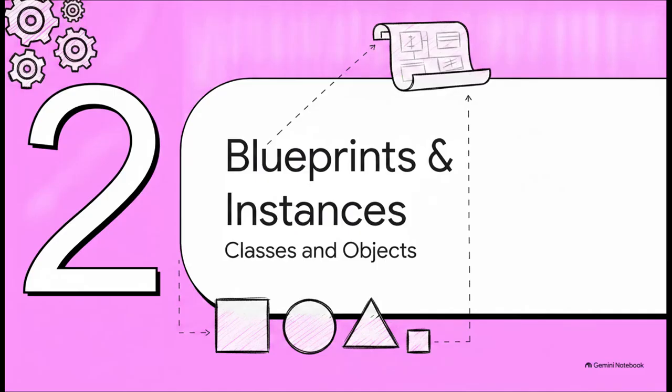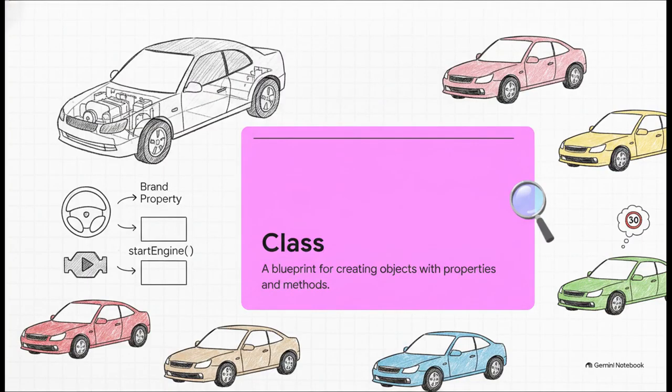Moving on to Section 2, blueprints and instances. So, how do we actually create these entities in our code? Well, it all starts with a class. A class is simply a blueprint. It's absolutely crucial to remember that it is not the actual item itself. It's the exact schematic for building it. Imagine you're an engineer at a massive car factory. The class is the paper schematic that defines, hey, a car must have a brand property, and it must have a start engine method. Now, you can't drive the schematic on the highway, obviously, but it dictates exactly how every single car built from it will look and function.